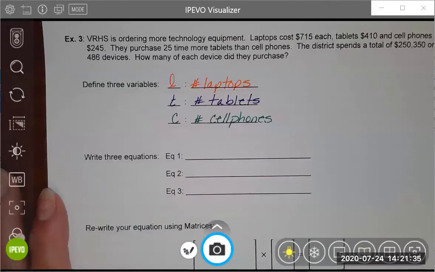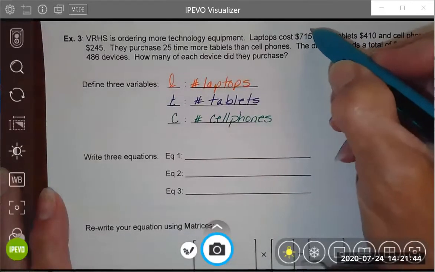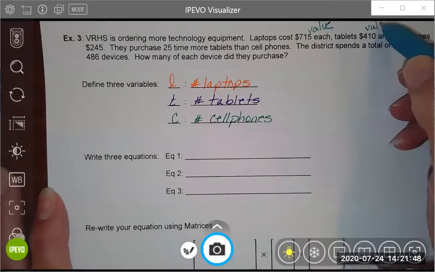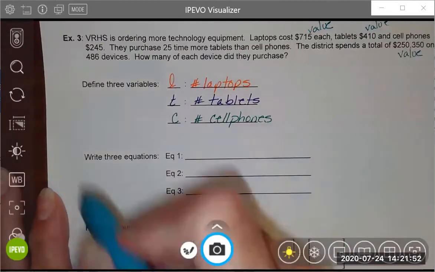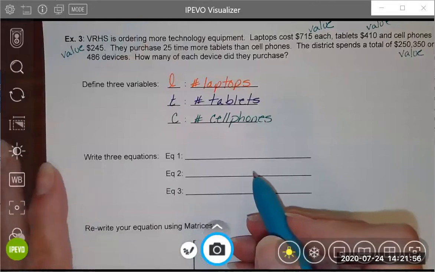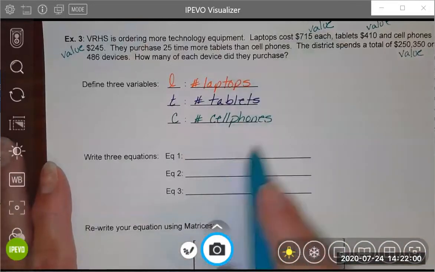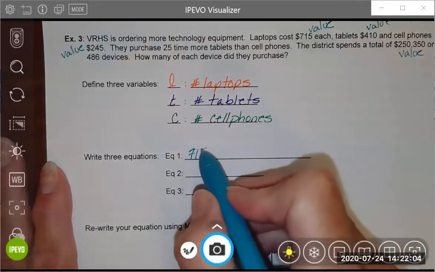The next thing I'm going to do is write my three equations. As we've talked about before, one kind of information that I can glean is my value, and that's how much each device is worth. Those can be indicated by the dollar sign. There's another one over here. So I know that if I buy all of these things at their different prices, then it's going to add up to this number. So I'm just going to start off. That's usually a good place to start.